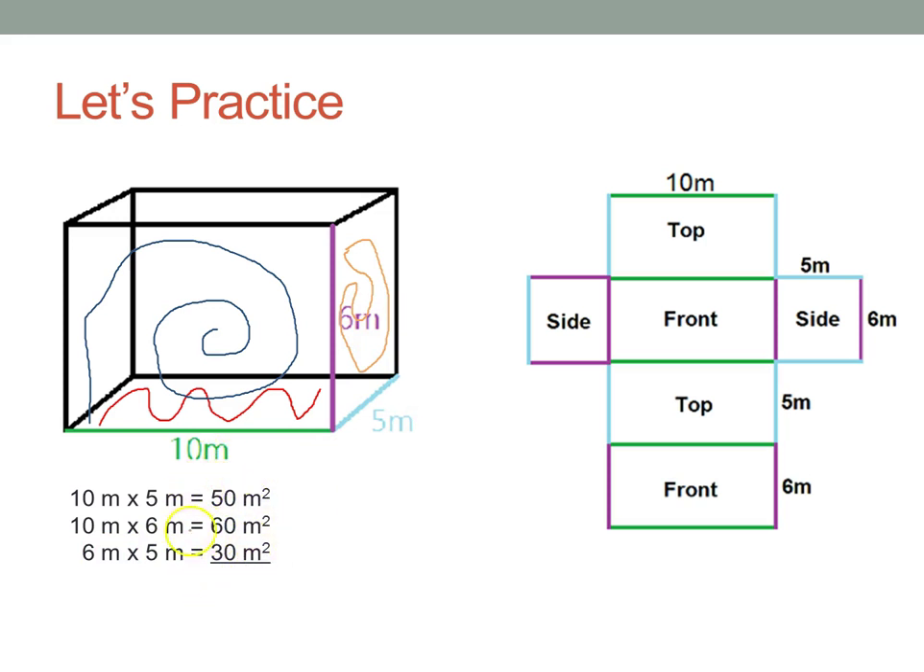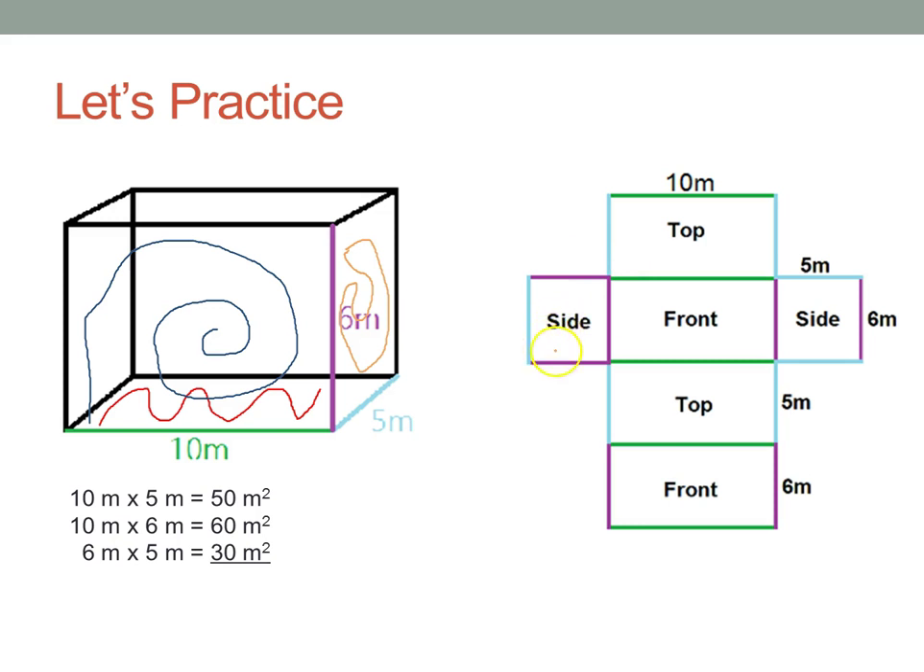Now this is the area of 3 of the faces. There are 3 other faces, but those other faces are the exact same dimensions as the ones that I've already done. And you can look at this net over here to see the top. These 2 have the same dimensions. The fronts have the same dimensions. And the sides have the same dimensions. And that'll be true with a rectangular prism.